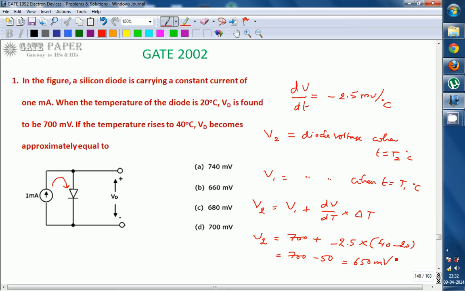The right answer is 660 millivolts, since it is the most appropriate. The diode is forward bias. Are you getting this? The diode is forward bias because the current is flowing from P to N, and we are using this equation based on the diode under forward bias only. So the right option for us is 660 millivolts.